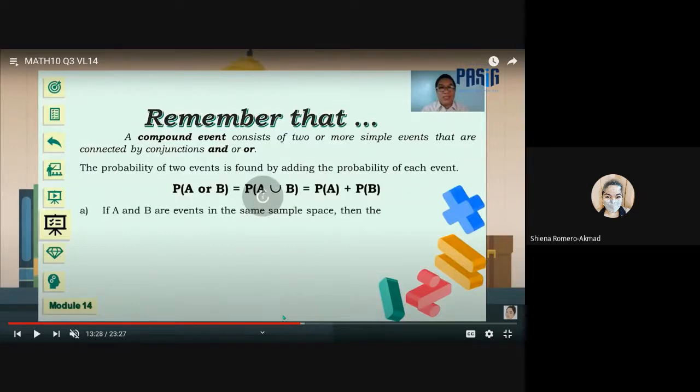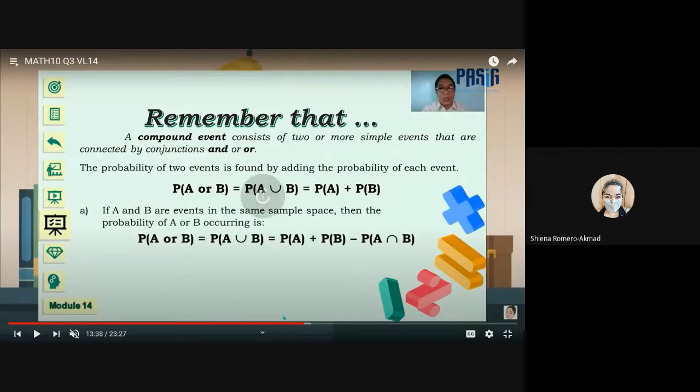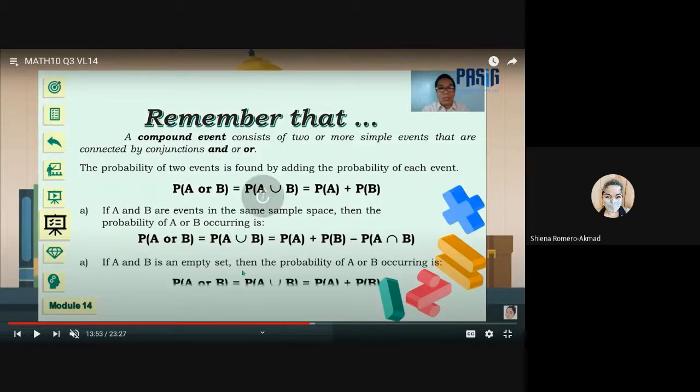And of course, if they have common elements or they are in the same sample space, the probability of A or B is adding the probability of the two events minus their intersection. And if A and B is an empty set, all you have to do is to add their probabilities of both A and B.